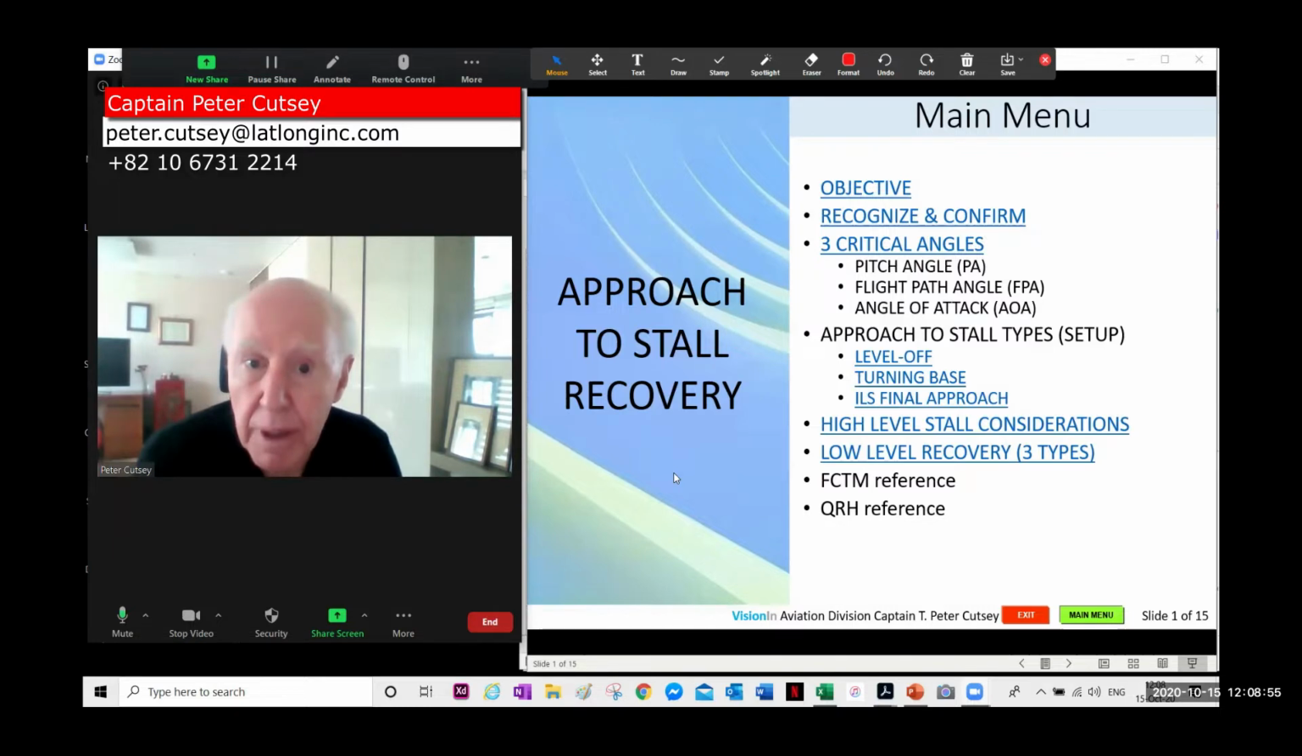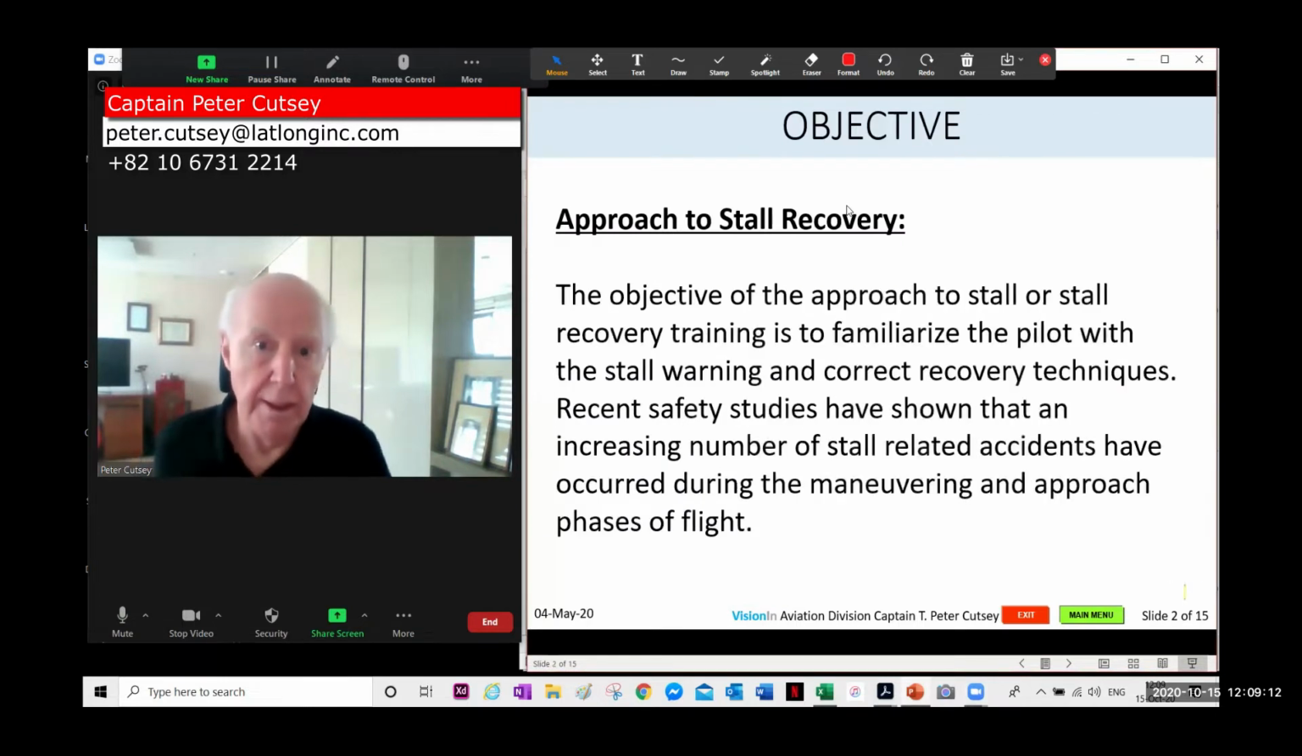And today our topic is one of the most important in the initial flight training part of a course, the approach to stall recovery. Let's look at the objective. The objective of the approach to stall or stall recovery training is to familiarize the pilot with the stall warning and correct recovery techniques. Recent safety studies have shown that an increasing number of stall-related accidents have occurred during the maneuvering and approach phases of flight.